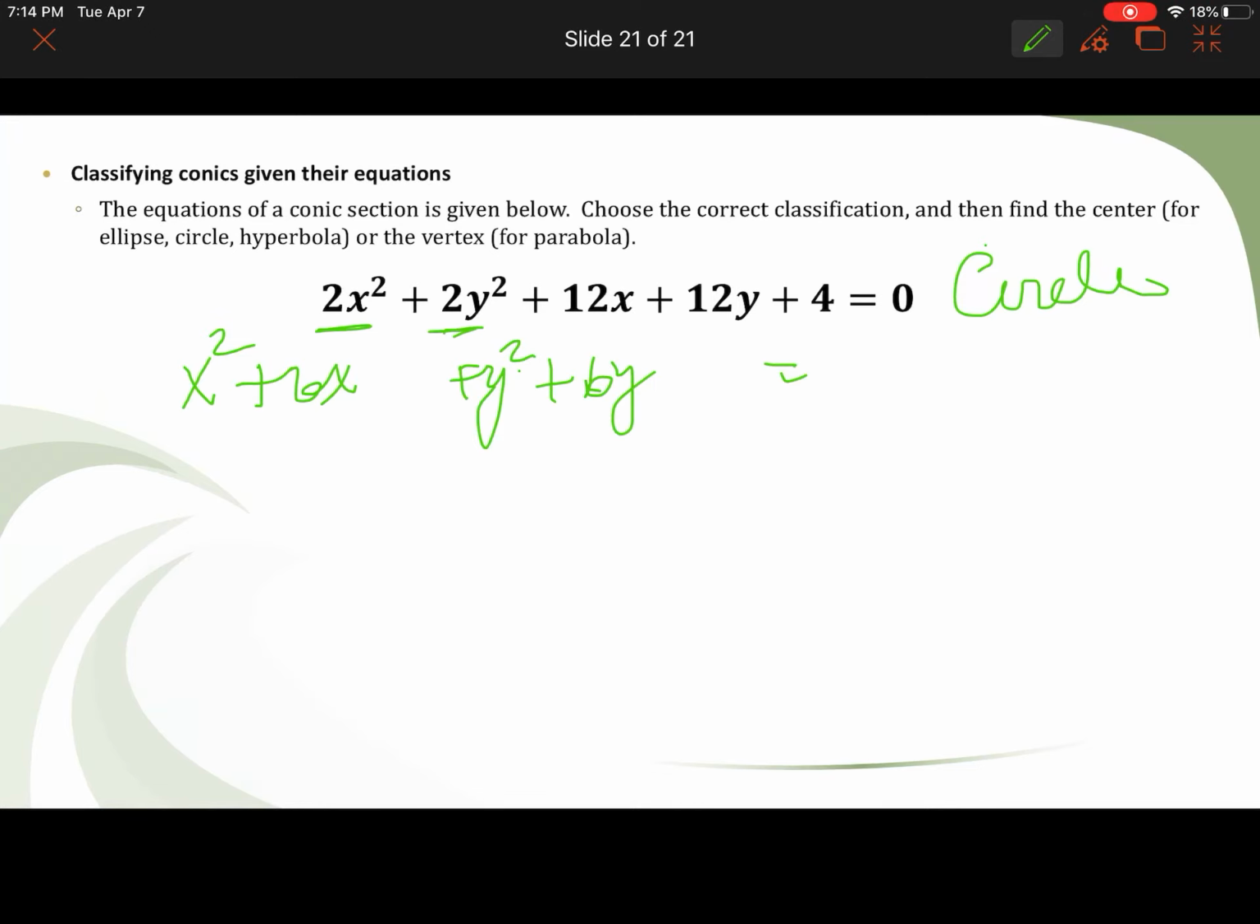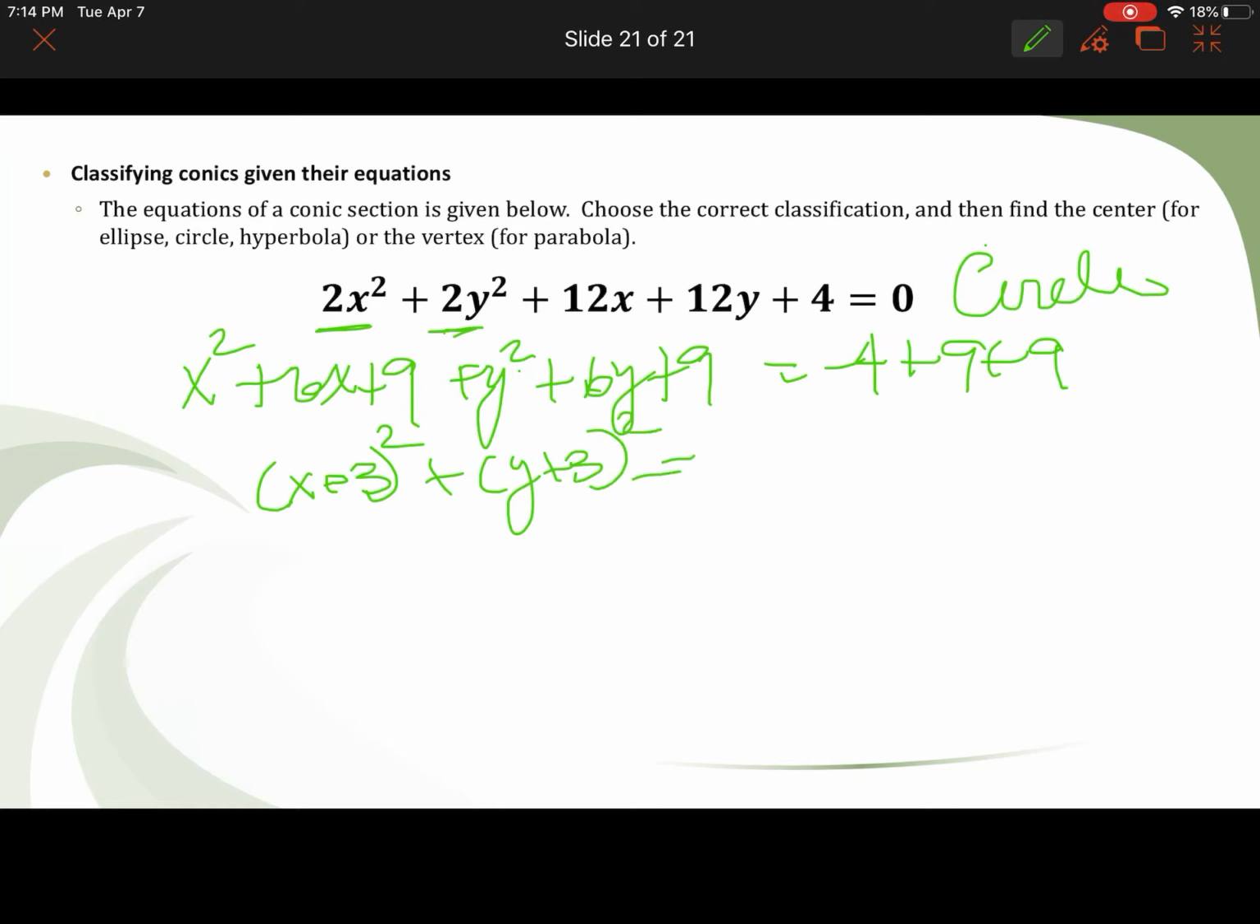So this is going to be a 9, so I have to add a 9 over here. And this is going to be a 9, so I have to add a 9 over here. So this will be (x plus 3) squared plus (y plus 3) squared equals 14. And that means that my center of the circle is negative 3, negative 3.